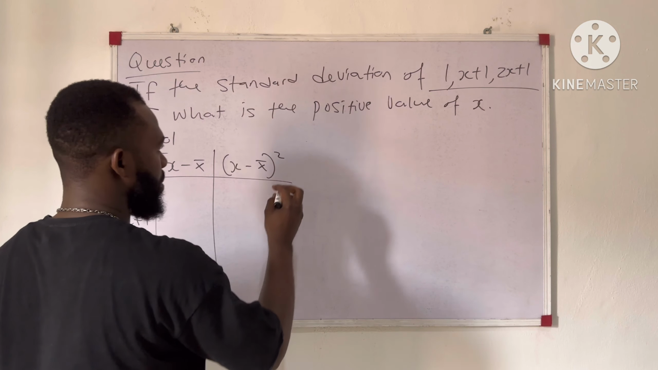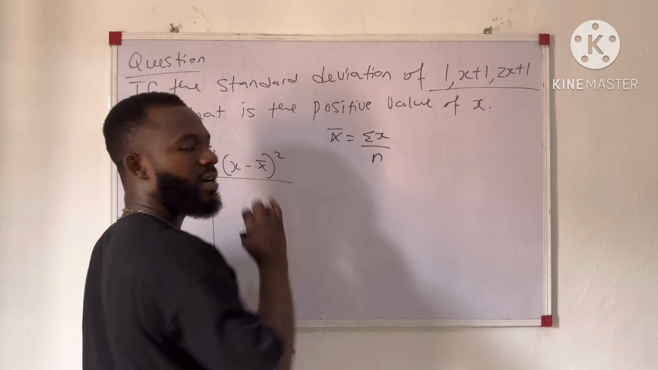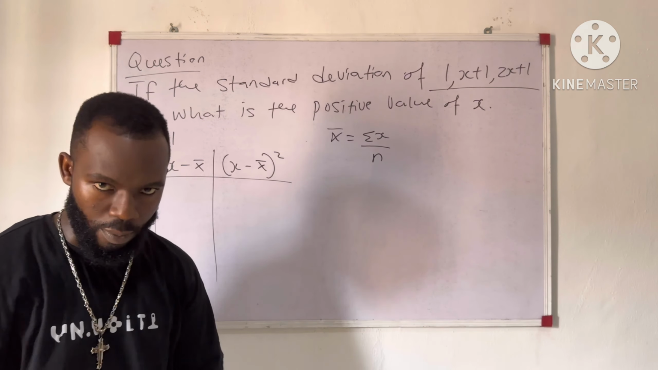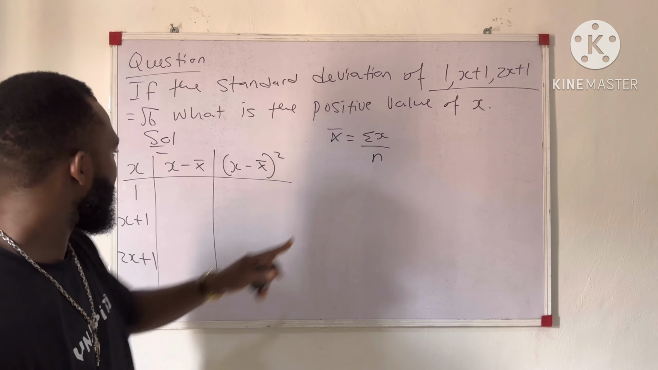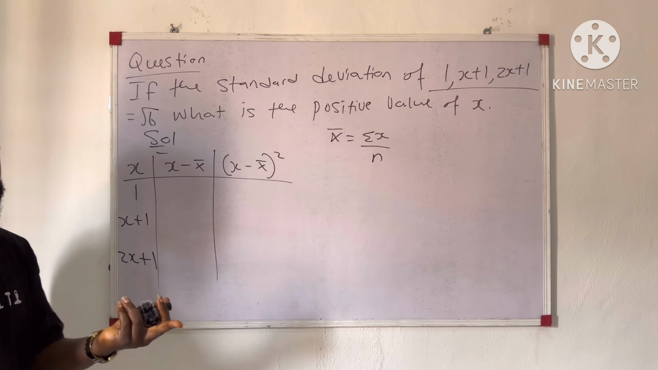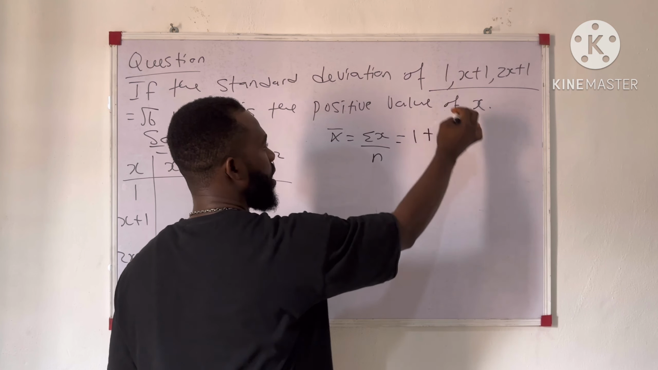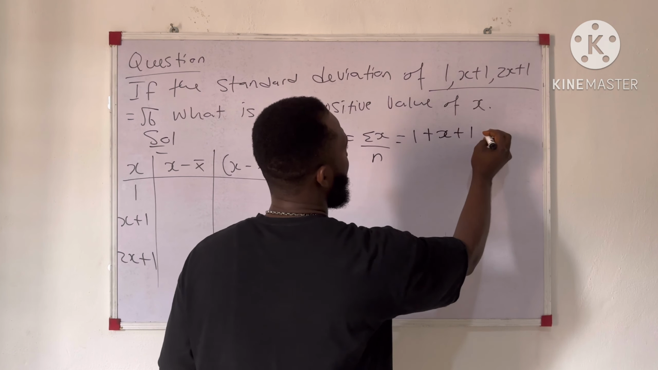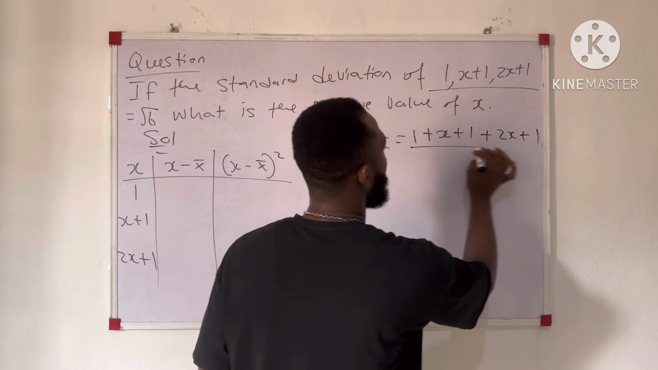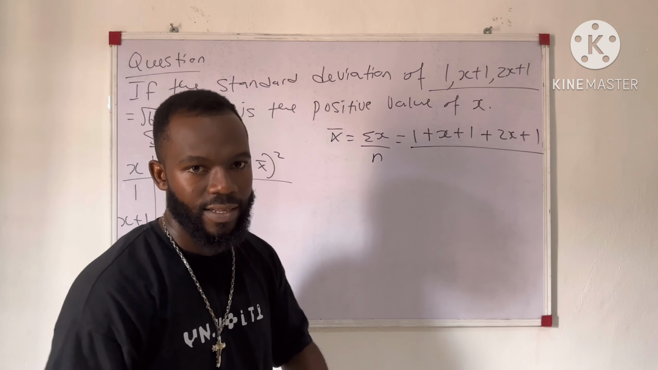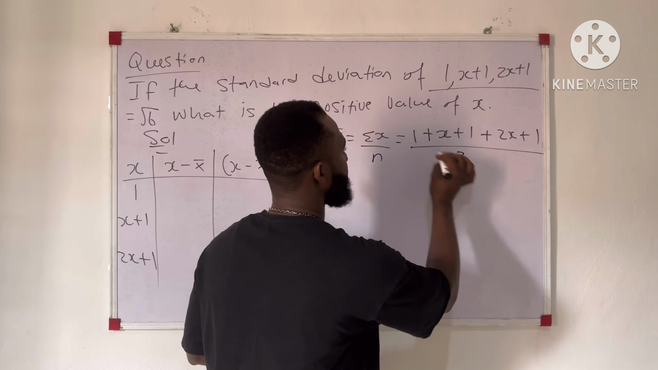Solving for arithmetic mean, we have mean is equal to sigma x over n. Sigma means summation, or you can simply say addition. What we are adding together is the x given to us. So let's bring it out: 1 plus x plus 1, and then the last is 2x plus 1, all over n. When you say n, it means how many data we are given. We have 1, 2, and 3. So we have all over 3.